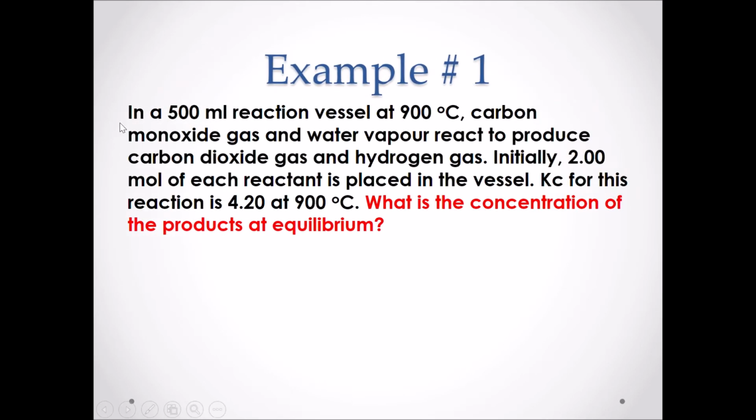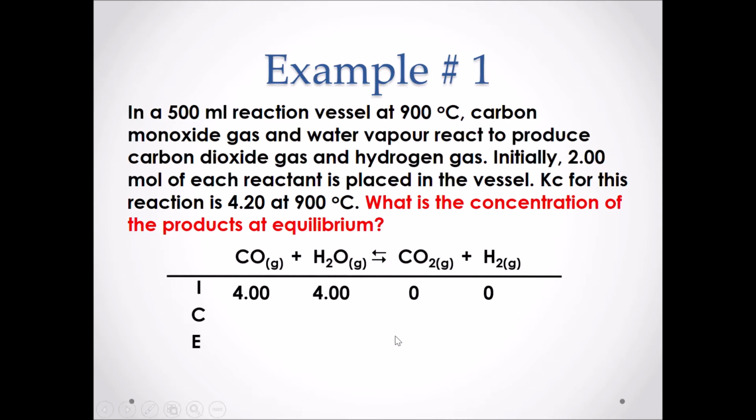Example number 1. In a 500 milliliter reaction vessel at 900 degrees Celsius, carbon monoxide gas and water vapor react to produce carbon dioxide gas and hydrogen gas. Initially, 2.00 moles of each reactant is placed into the vessel. Kc for this reaction is 4.20 at 900 degrees Celsius. What is the concentration of the products at equilibrium? Pause the video and attempt this example.